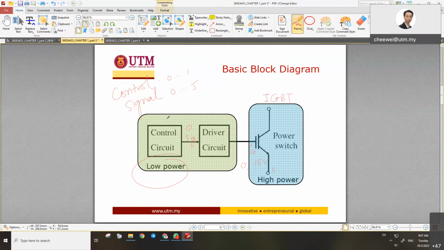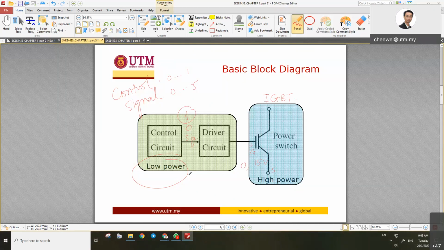If the signal that I control says I want you to turn off the IGBT, then I give 0. No problem, because 0 is supposed to turn off. Even without the driver circuit, if I give 0, it will turn off because there's no voltage. But if I want to turn on, to close the switch, I give 5. The 5 volts is not able to turn on the VGS. Cannot. So the switch is still open. I cannot close the switch.